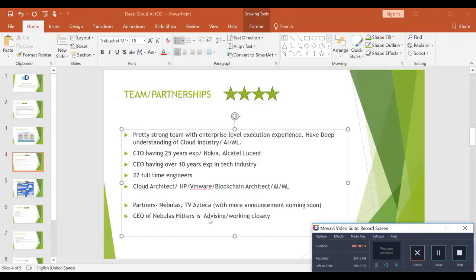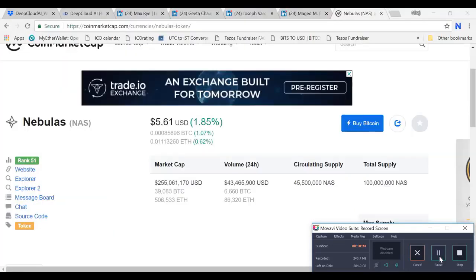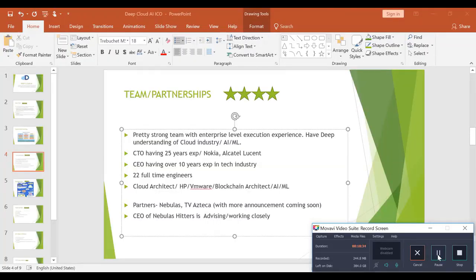And if I talk about the partners, they have recently announced a strategic partnership with Nebulous. Again, Nebulous is a big project, a blockchain project, and it is currently ranked 51, with a 255 million market cap. Not only the partnership with Nebulous, but the CEO of Nebulous is also an advisor of DeepCloud AI, and he's working closely with the team.